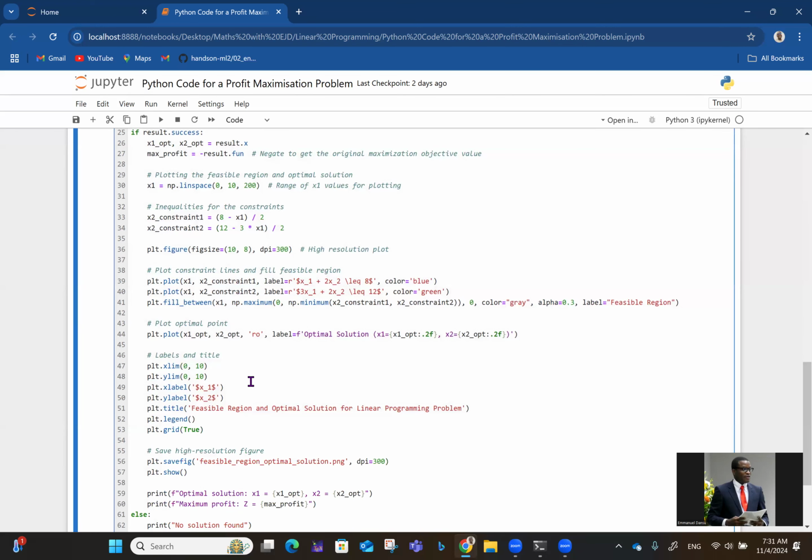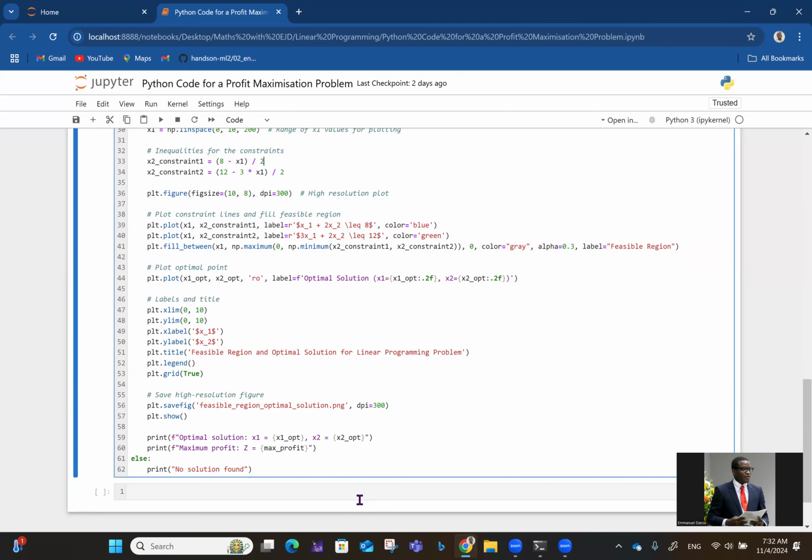Then we are now plotting all of that graph. And so every other thing you see here is for plotting the graphs. Of course, we also want to show the labels, like L1 is this equation, L2 is this equation, in different colors for easy identification. Then we also want to see the maximum value and all that. The feasible region, we want to shade it in gray and all of that. Then we have the proper plot now.